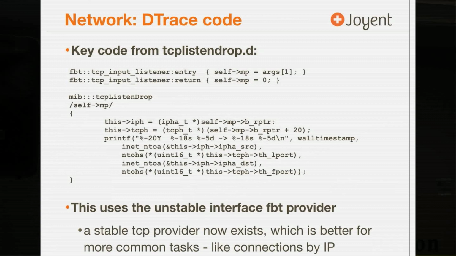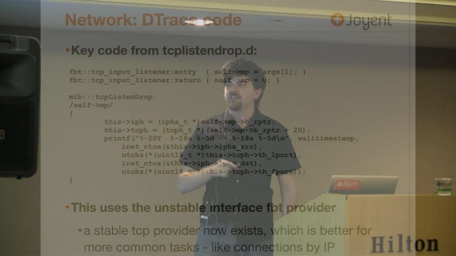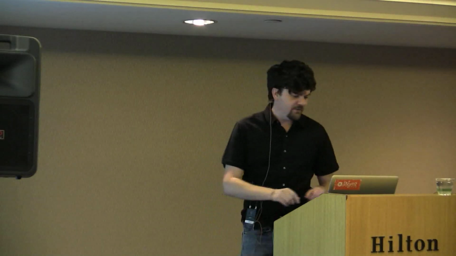Just as an example of what the code looked like from tcplistendrop, I'm going into the kernel, tcp_input_listener, recording a message block buffer, and then casting it as the IP header type and TCP header type, printing out details if you hit the TCPListenDrop part of SNMP MIB. That's using an unstable fbt interface from the fbt provider, but we did create a stable TCP provider, which now exists, making some tasks easier, but not that one.